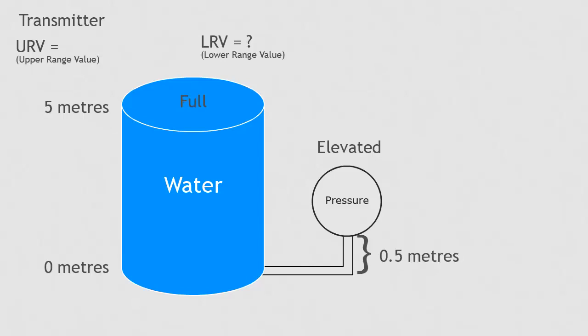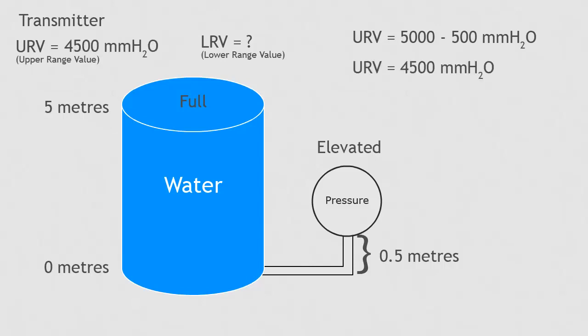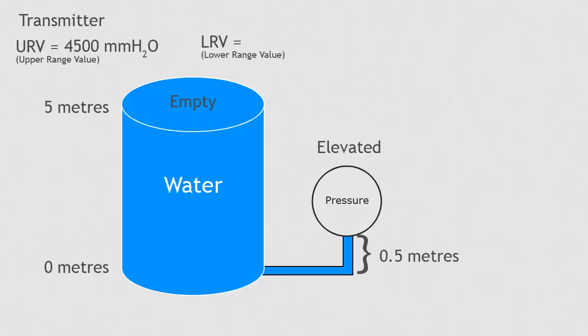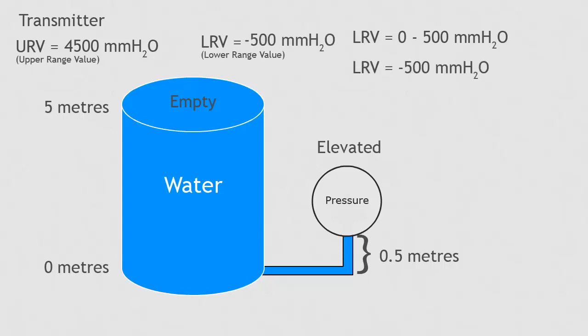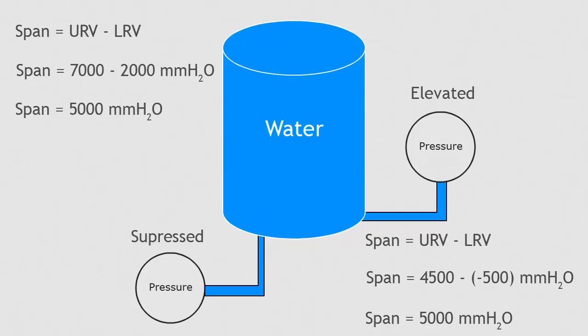When the tank is full, the height is 5 meters minus 0.5 meters, so the upper range value is 4,500 millimeters of water. When the tank is empty, the lower range value is the height of the capillary, which creates a negative pressure at the transmitter, and the result is negative 500 millimeters of water. The span of measurement in both cases is 5,000 millimeters of water.